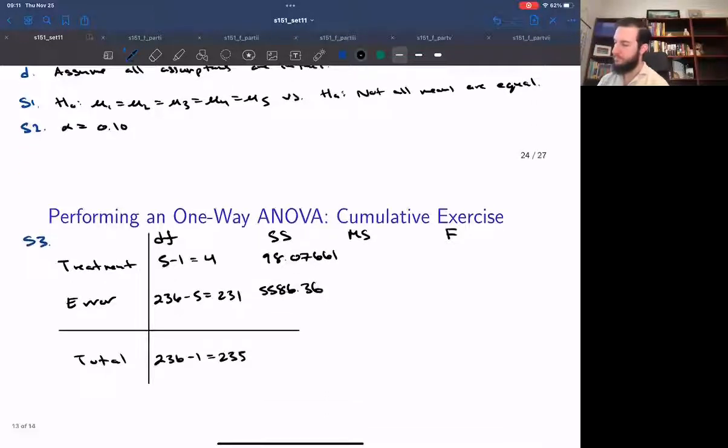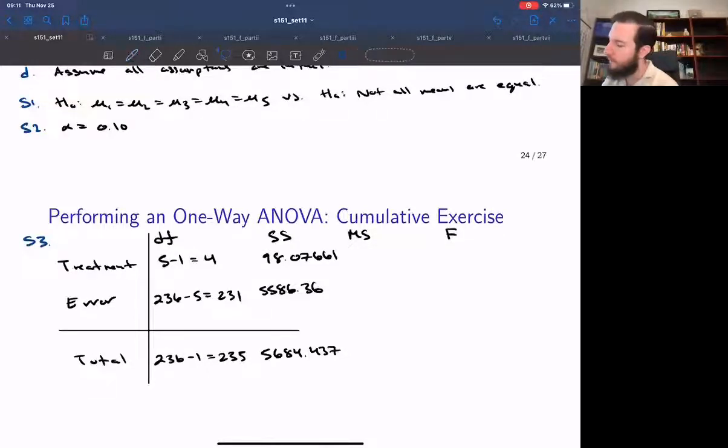Okay. All right, now to get the SS total, all we have to do is add the sum of square treatment to the sum of square error. So we're going to add 5,586.36 to 98.07661. And that gives us 5,684.437. Right.